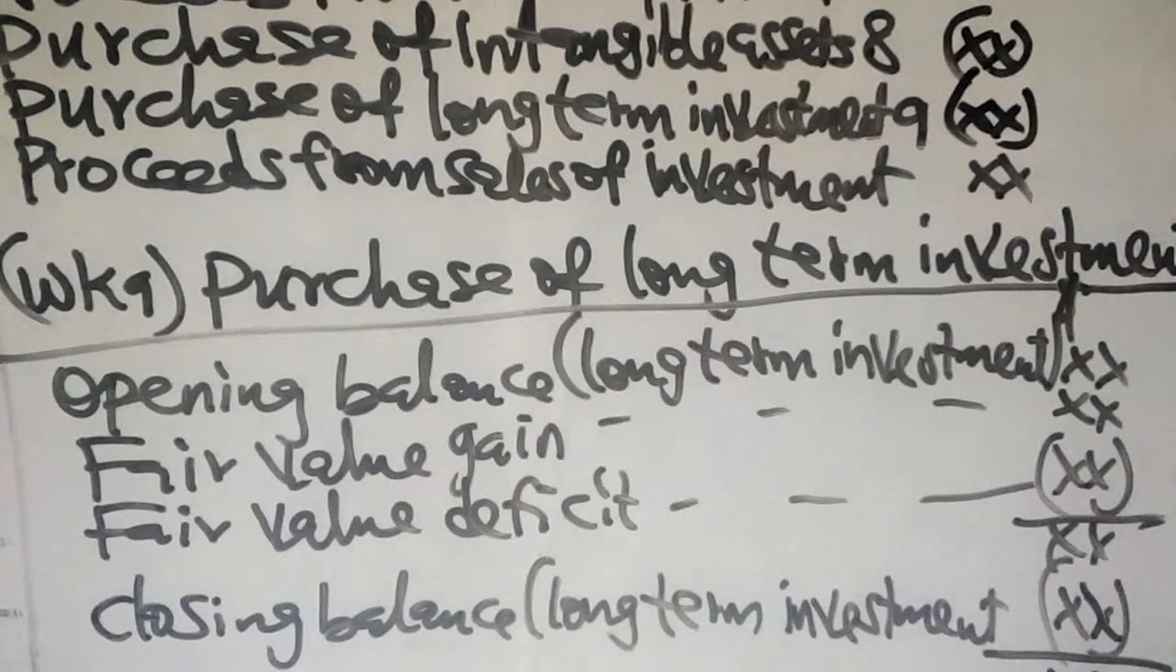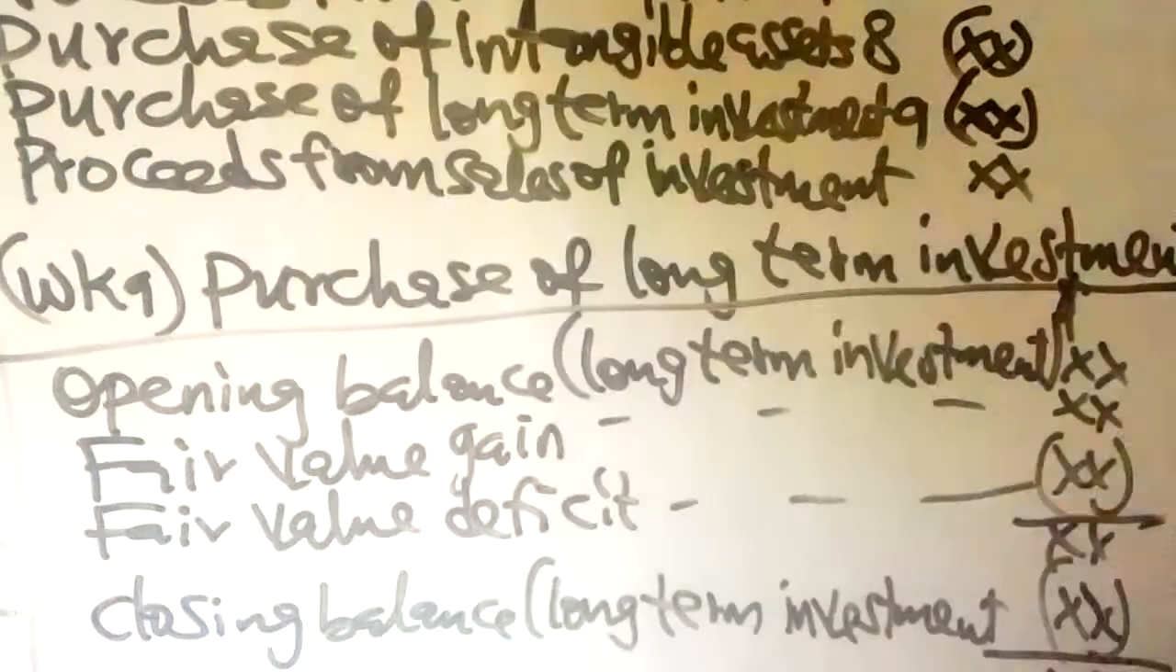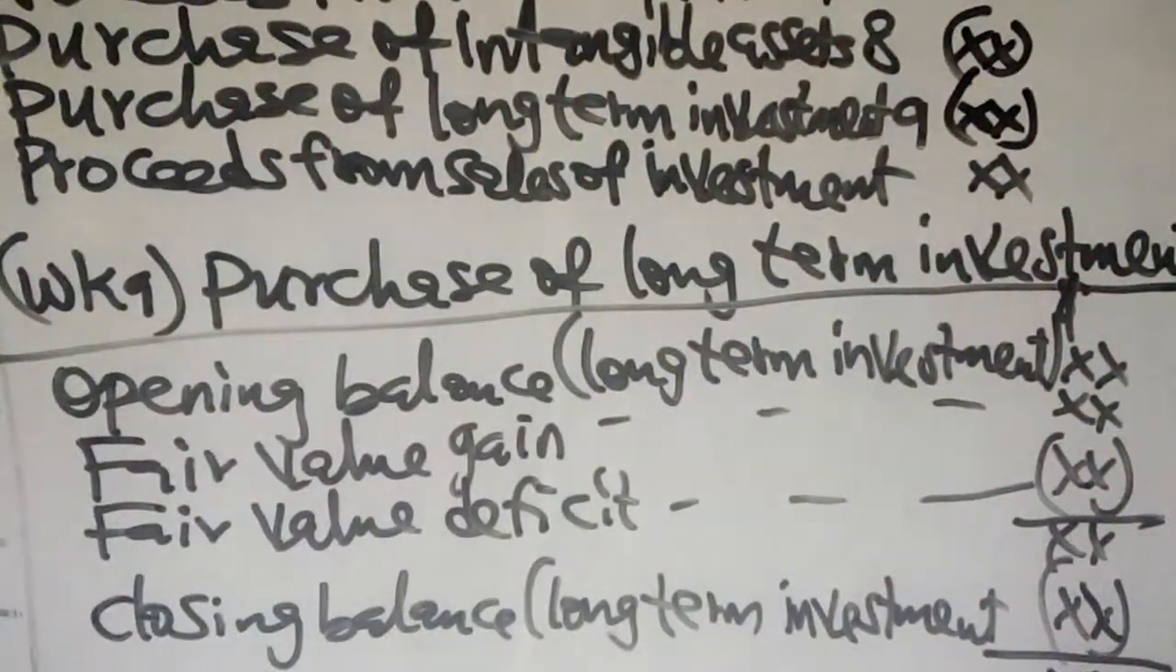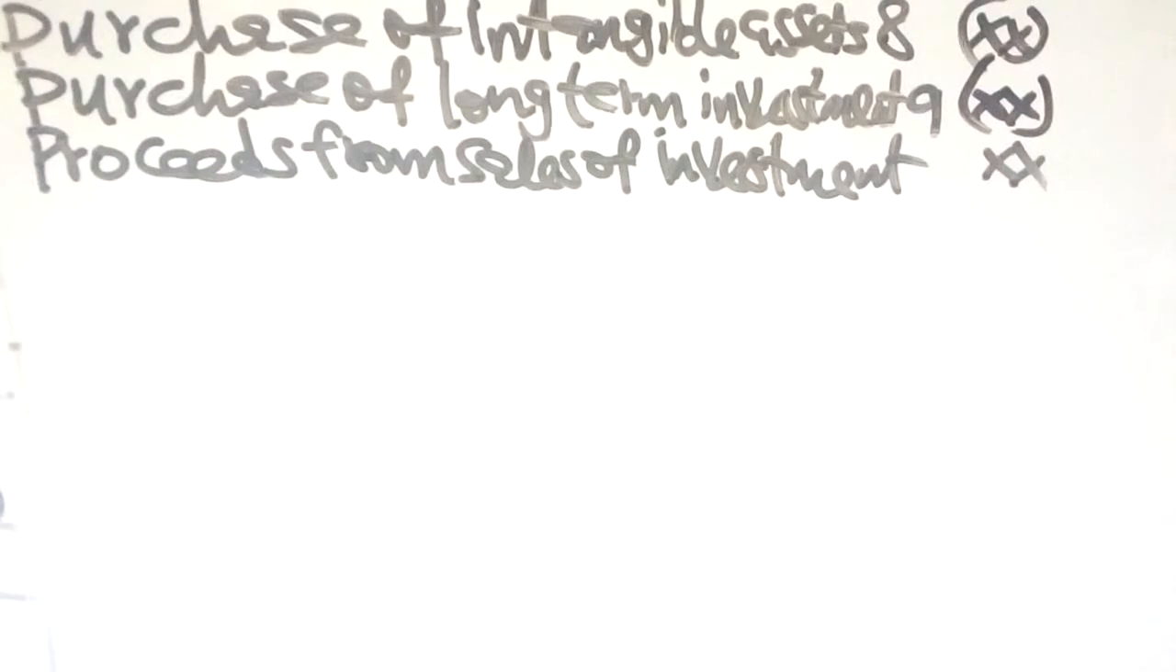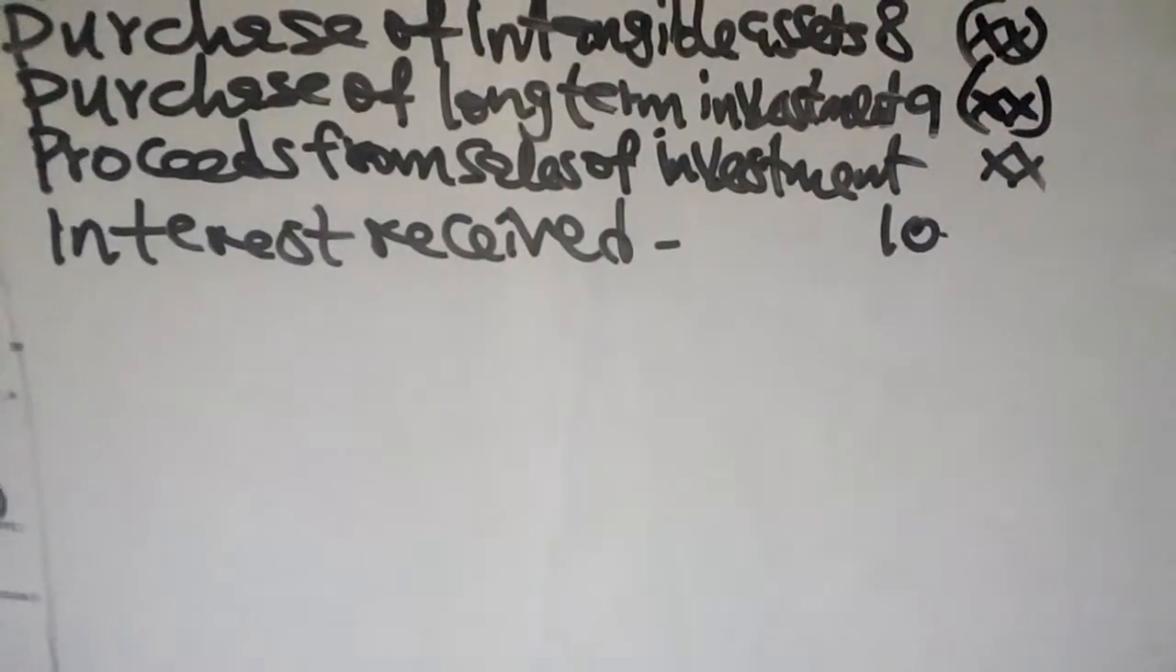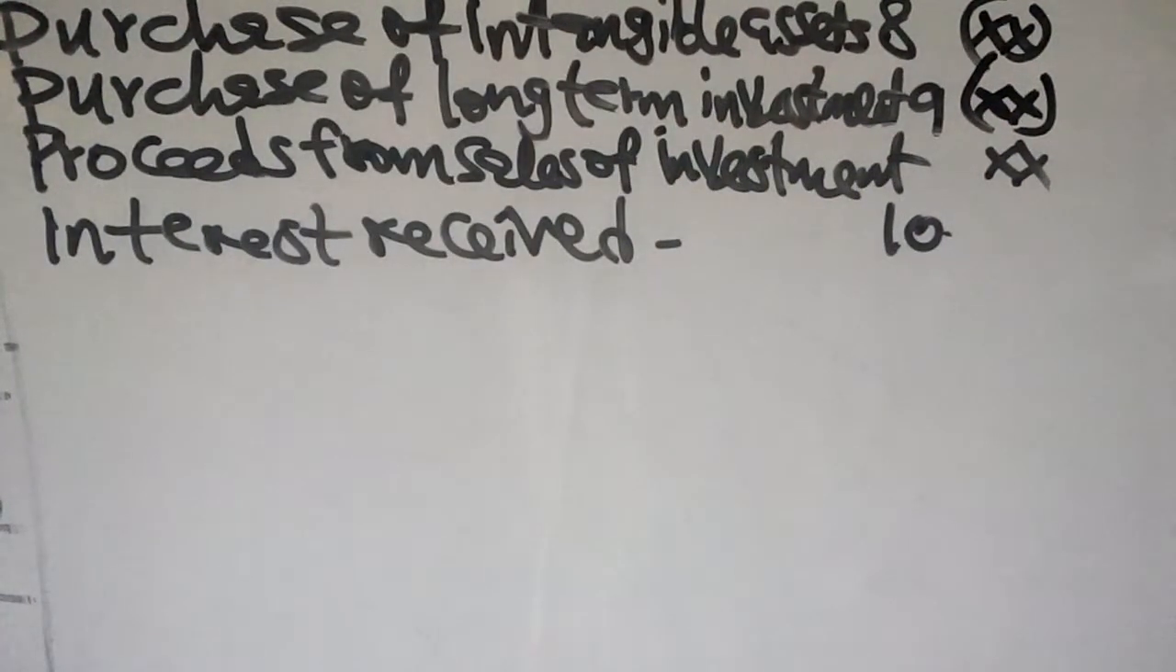Then the next item is interest received. Remember, I've given you interest receipt as part of those items that will be reported as investing activity. I am still on investing activity. Then we have interest received. So now let me have that as note 10, where this is not given. So you may need to work it out.